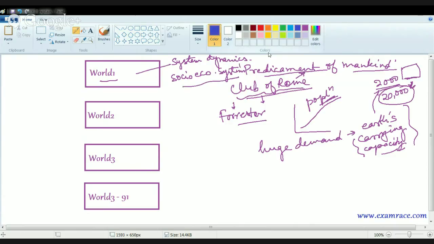What does this basically mean? This means that the concept of World One, propounded by Forrester, was mainly aimed at bringing out an equal socio-economic system in the hierarchy. That was the main aim which Forrester tried to address.